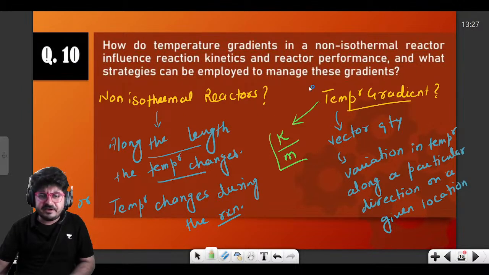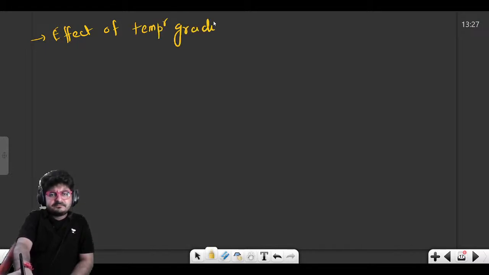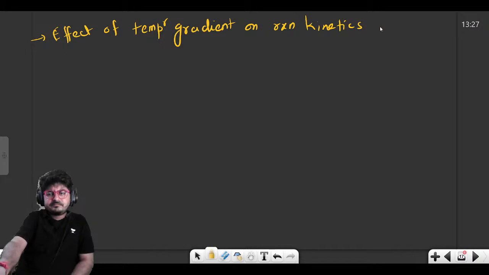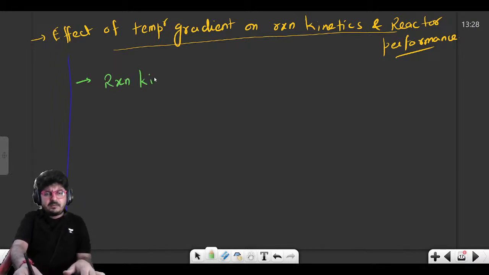Now, how the temperature gradient affects the reactor kinetics and reactor performance. Let's talk about that. So there are many ways. Effect of temperature gradient on reaction kinetics and reactor performance. So what are those effects? How can we study them? So first, about the reaction kinetics, if we talk about the reaction rate.